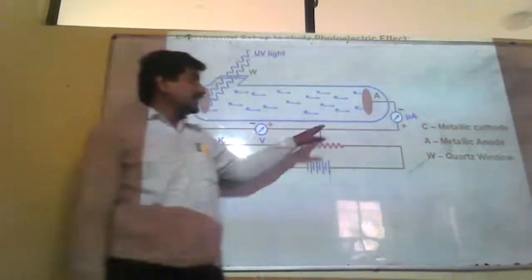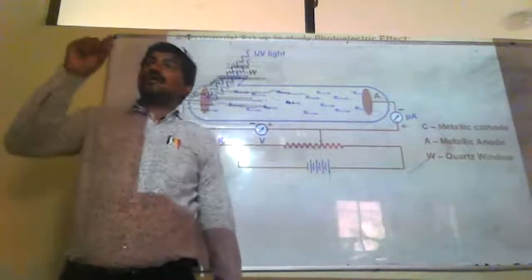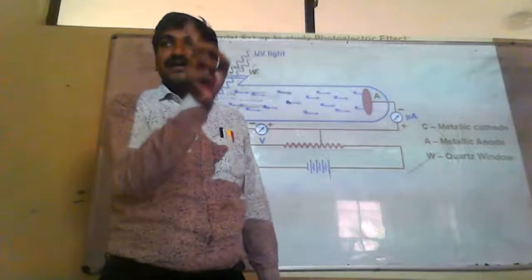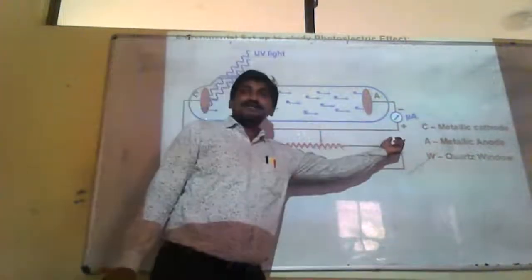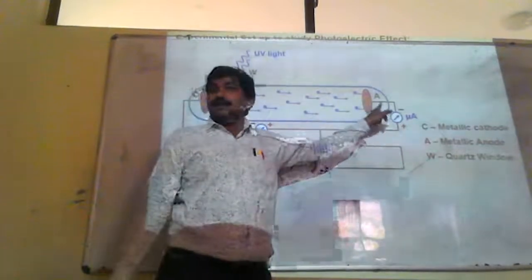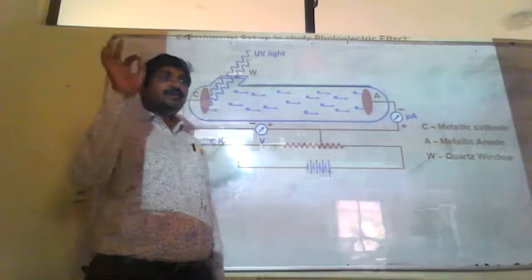This is very clear. When electrons reach the microammeter, you can find the current develops. The reading of the microammeter will increase. That is nothing but the photocurrent being produced, because of these electrons coming and contacting the anode terminal. This is the photocurrent production.